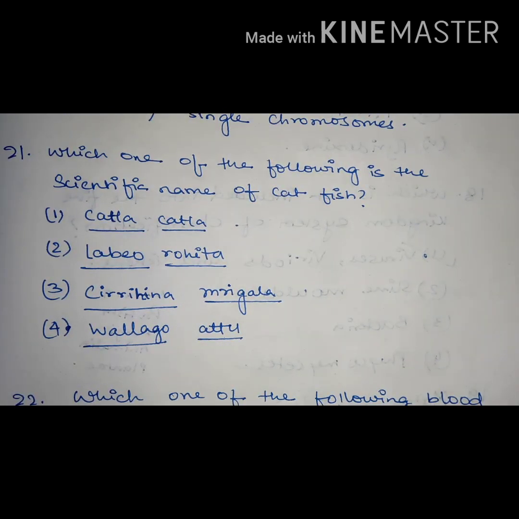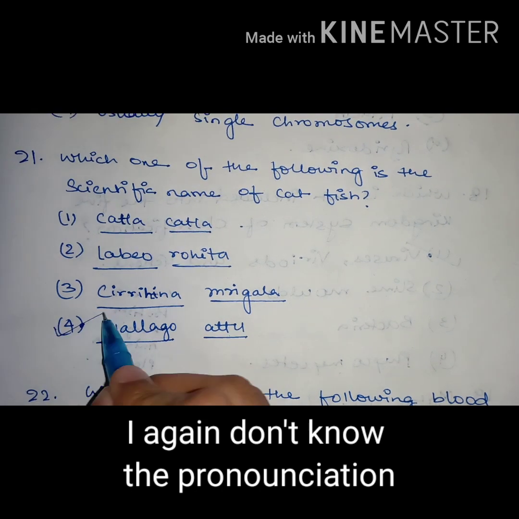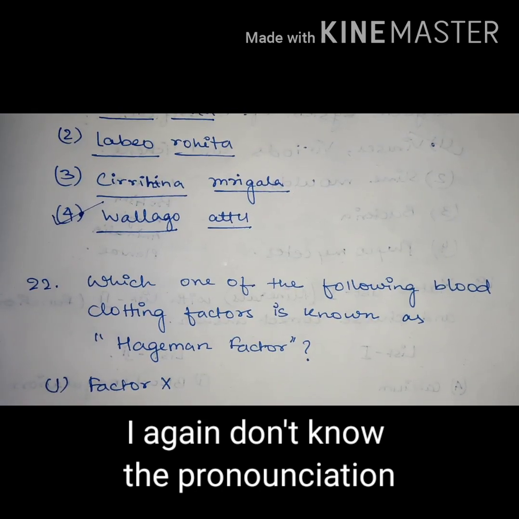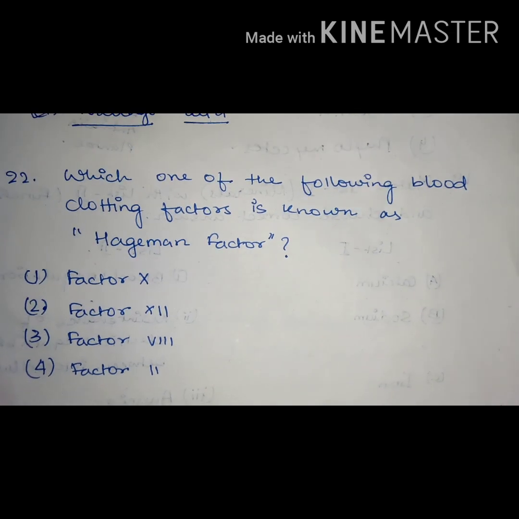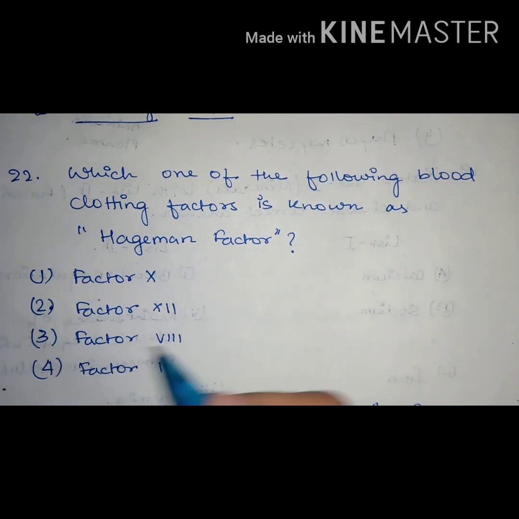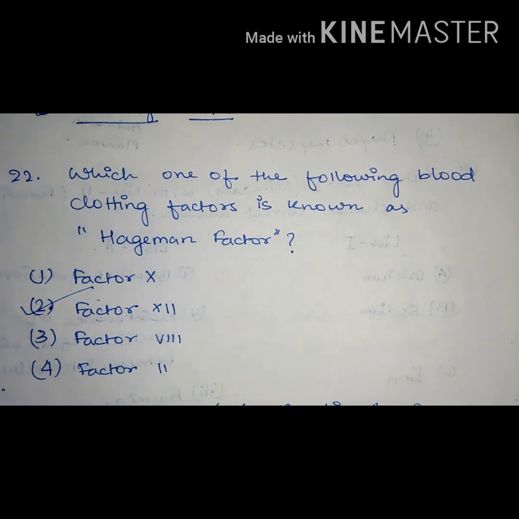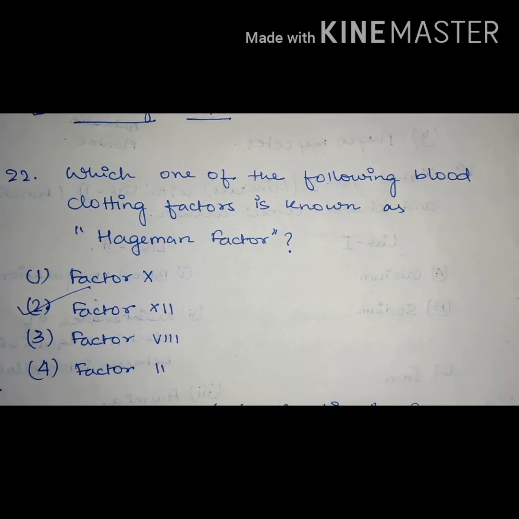Next question. Which one of the following is the scientific name of catfish? The answer is Wallago attu. Question number 22. Which one of the following blood clotting factors is known as Hageman's factor? The answer is factor 12. Coagulation factor 12, it is a plasma protein.